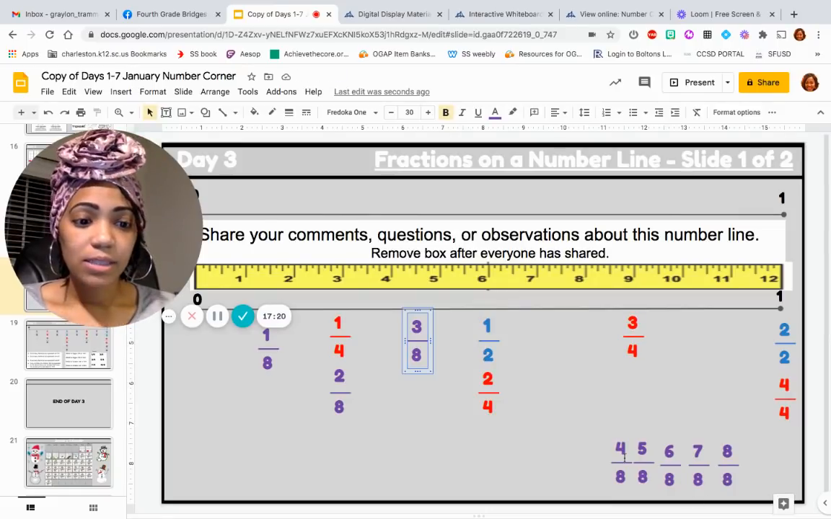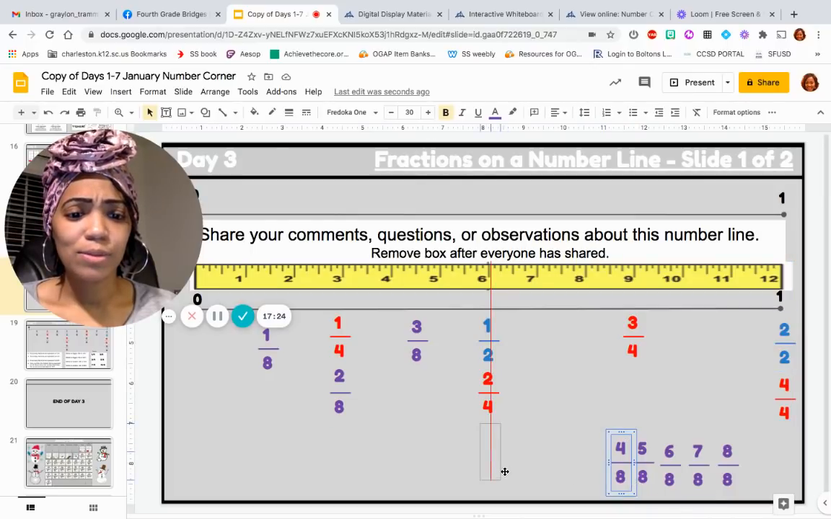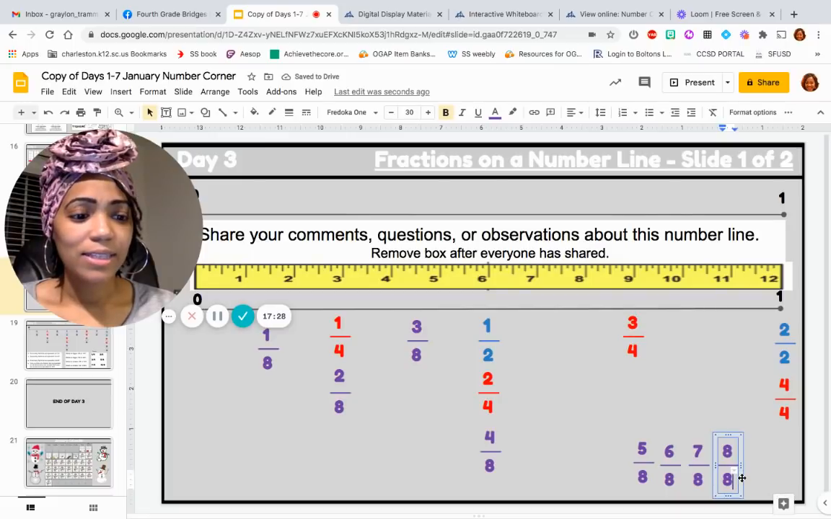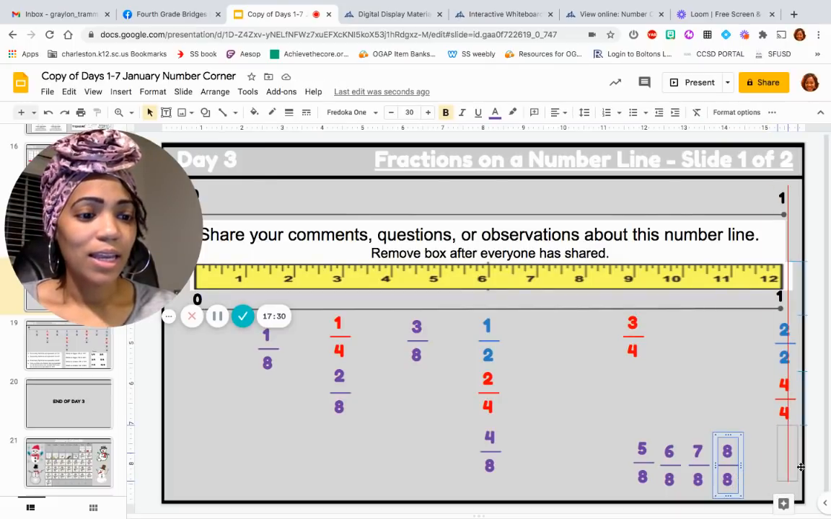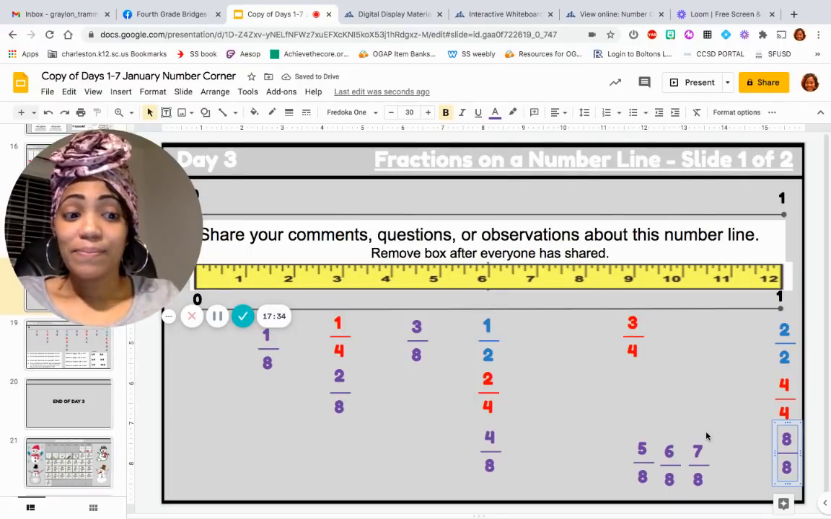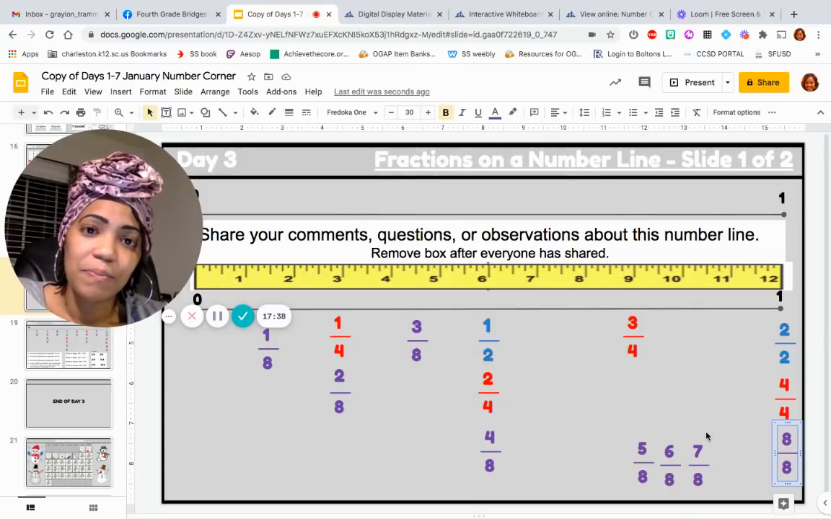So then 4/8, easy, right? That's equivalent to a half. Very good. And we can go ahead and skip ahead and say 8/8 is equivalent to 1 whole, because we know that. So what about 5/8, 6/8, and 7/8?